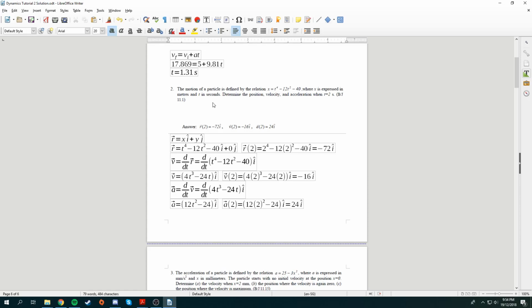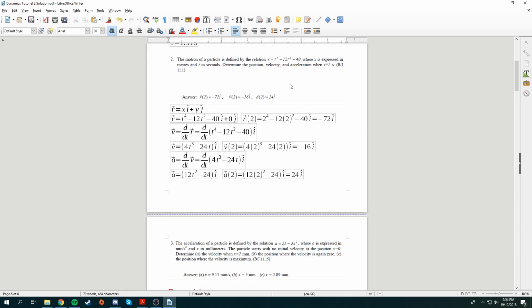For the next question, the motion of a particle is defined by the relation x equals t to the power of 4 minus 12 t to the power of 2 minus 40, where x is expressed in meters and t in seconds. Determine the position, velocity, and acceleration when t is equal to 2.